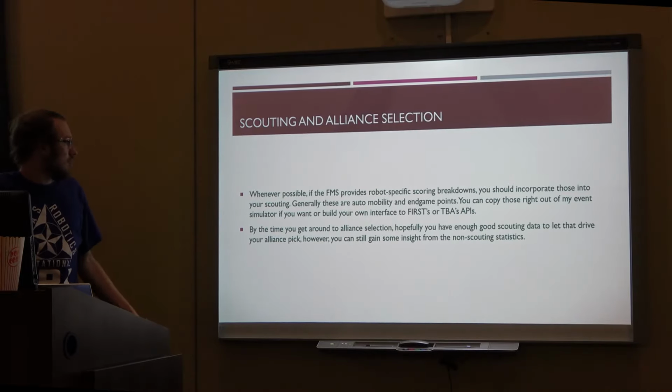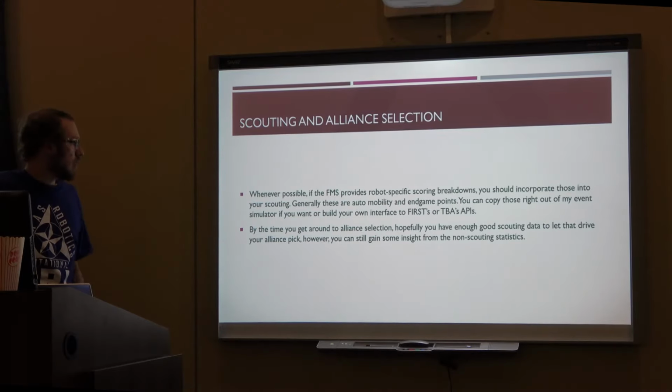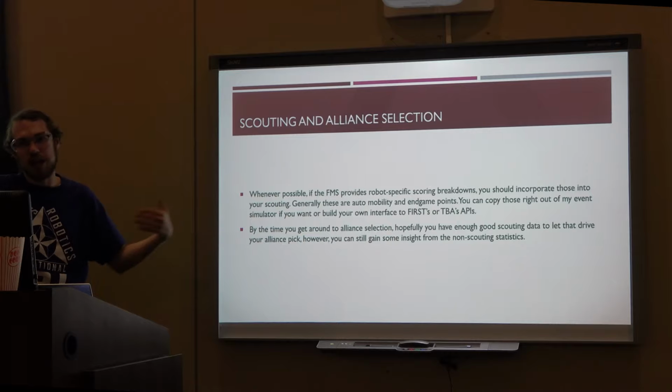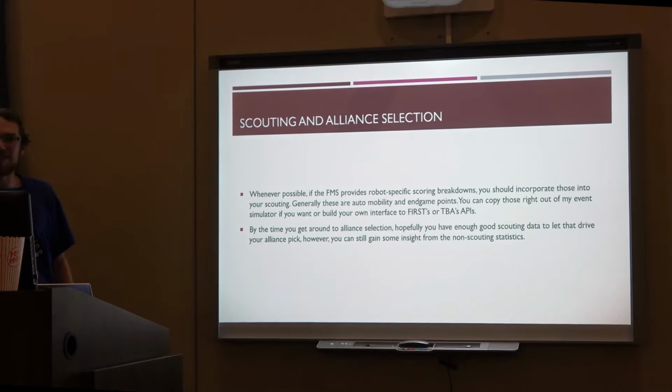You can get these from the FIRST API or the Blue Alliance's API. I also have averages right out of my event simulator, and if you want to copy those right out, those are very good data points that are probably even better than your scouting data, because they're by definition what happened in those matches. So those are really good ones to pull in and look at.